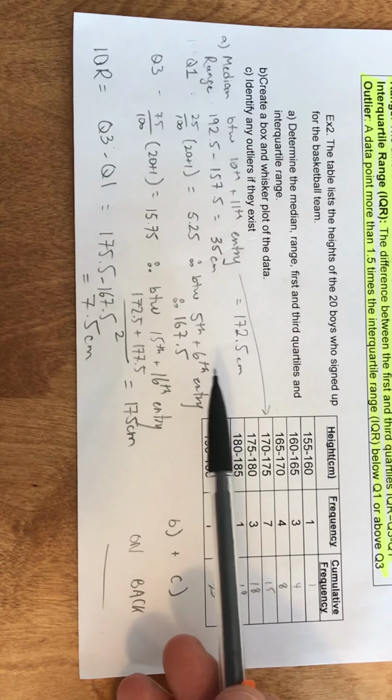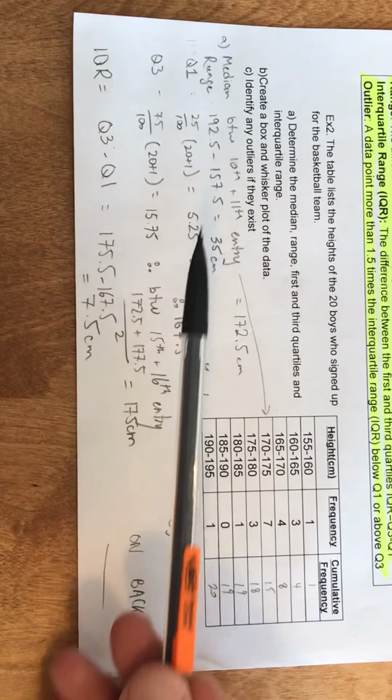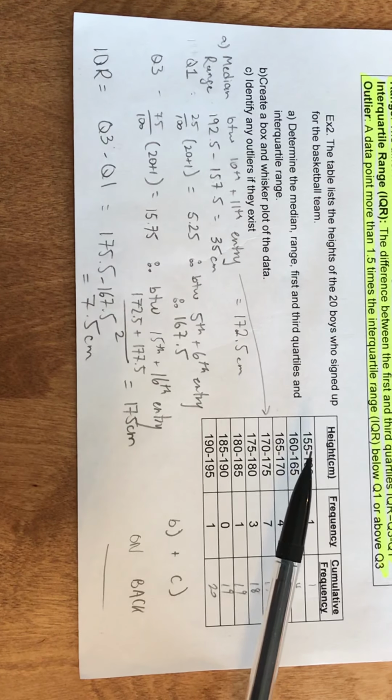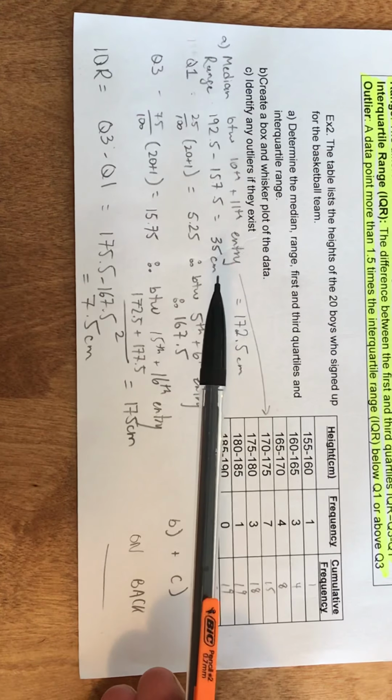at 172.5. Okay, the range, the highest to the lowest. The highest is 192.5 when we go to the middle, 157.5 when we go to the middle. When I subtract them, this data has a range of 35 centimeters.